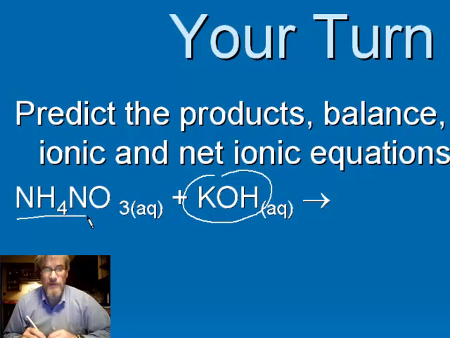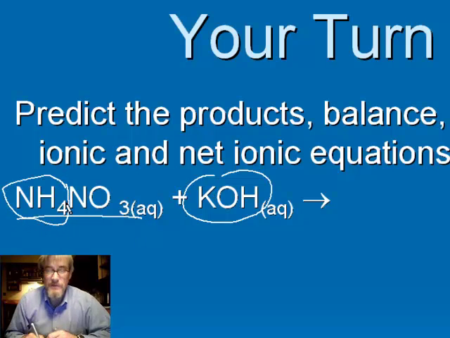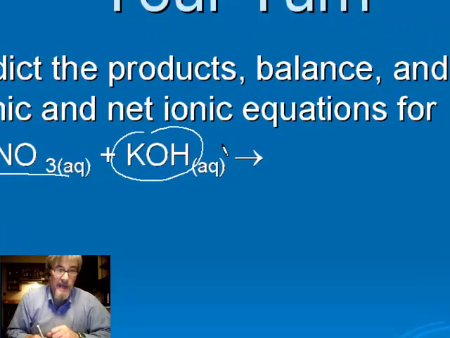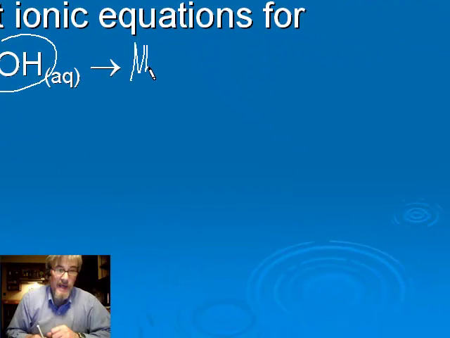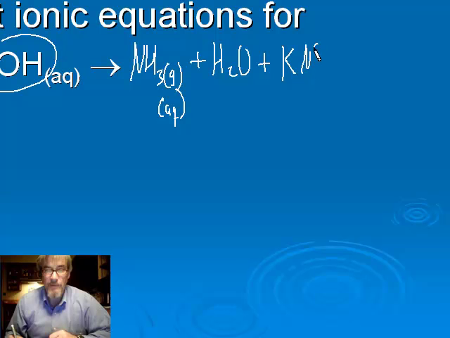NH4NO3 is not an acid, so this is not an acid-base neutralization. However, when I have a base and I have an ammonium salt, which is what this is, I will have a gas-forming reaction that produces ammonia. So NH3 gas or aqueous is one of my products. Second product is water, and then the third product is going to be the salt that's made up from the K from the KOH and the nitrate from the NH4NO3. That will be aqueous.